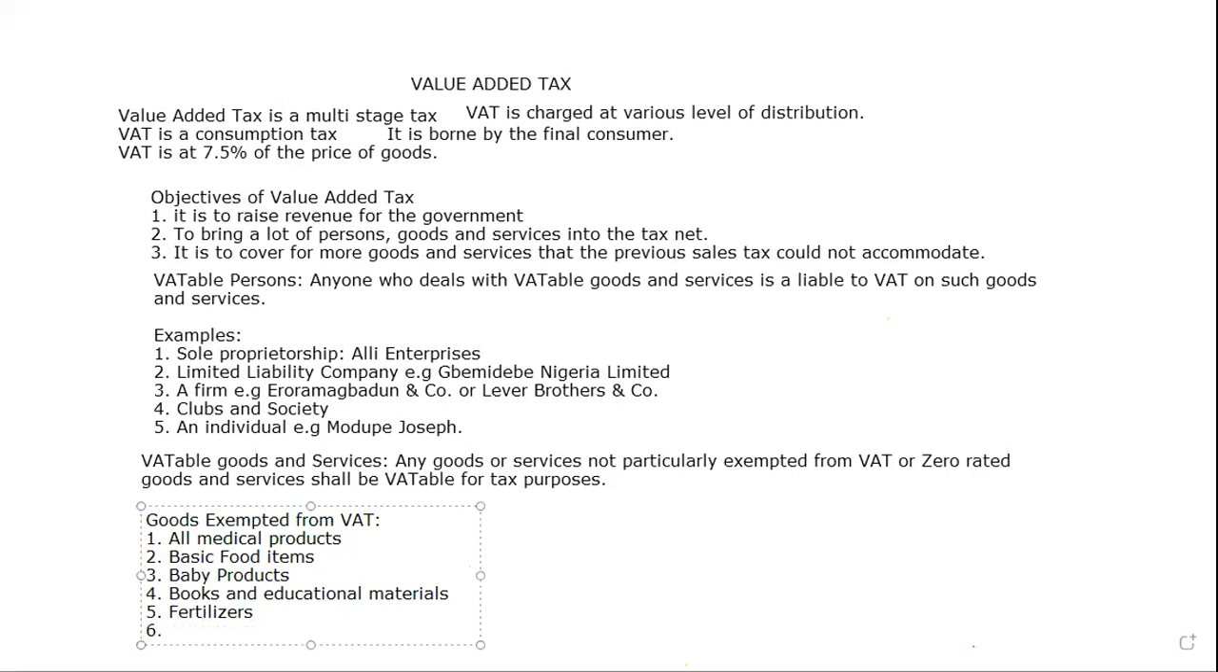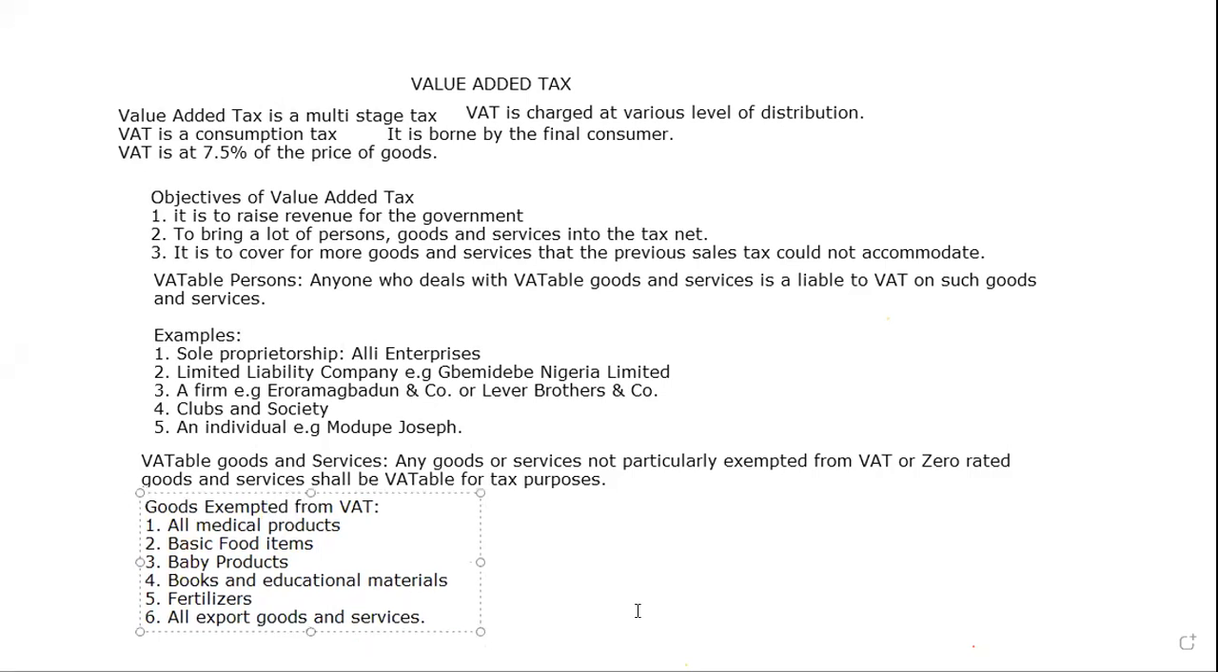We have export services. Please, sir, scroll down your screen. Goods and services. So those are exempted goods. Are you with me? Yes, sir. Good.